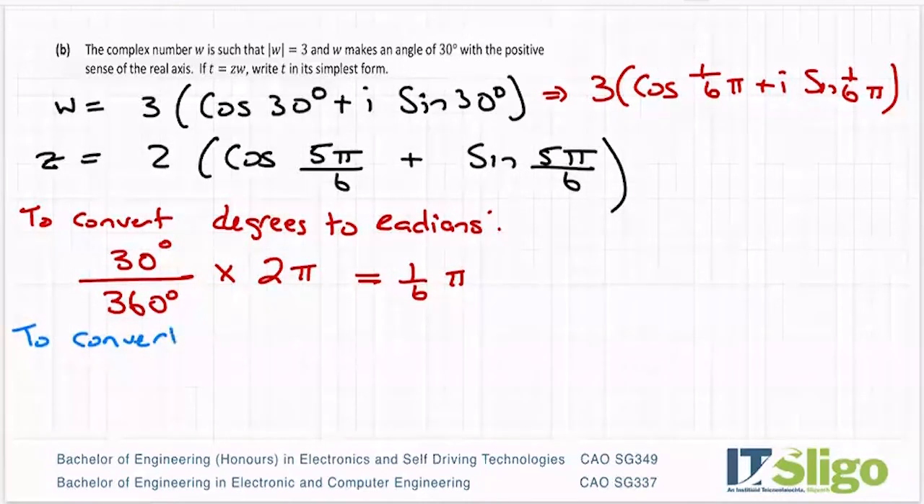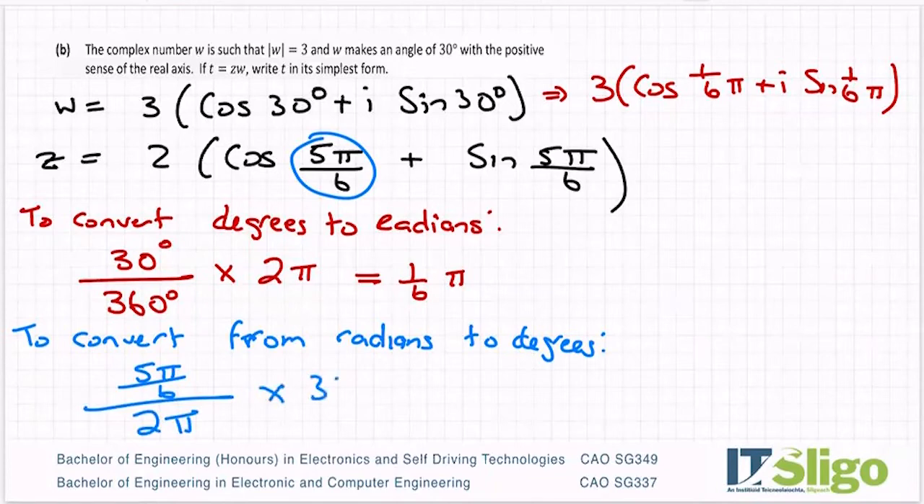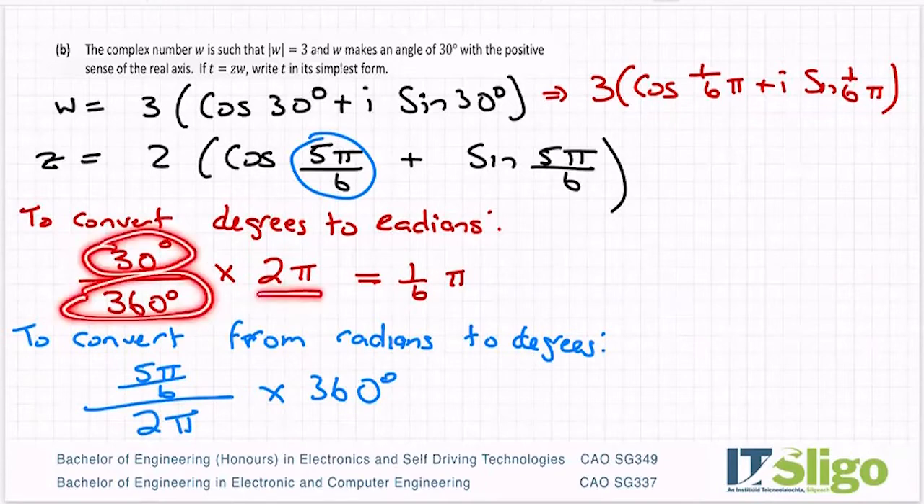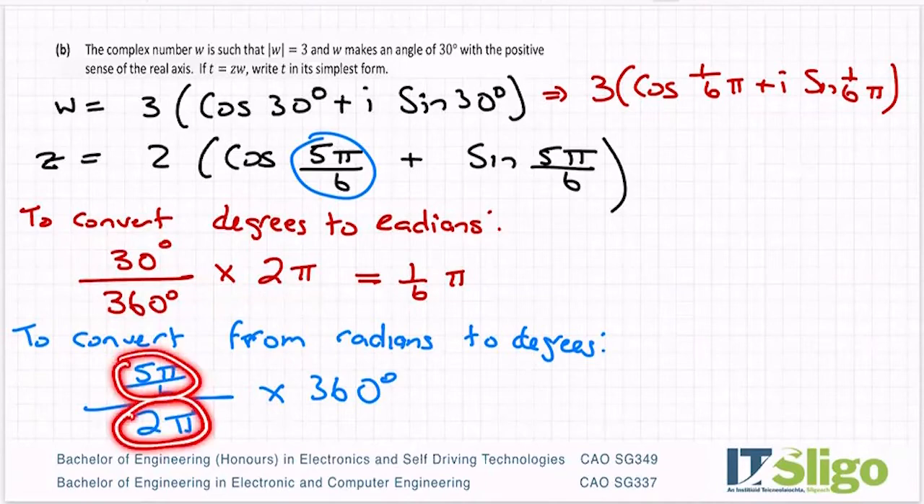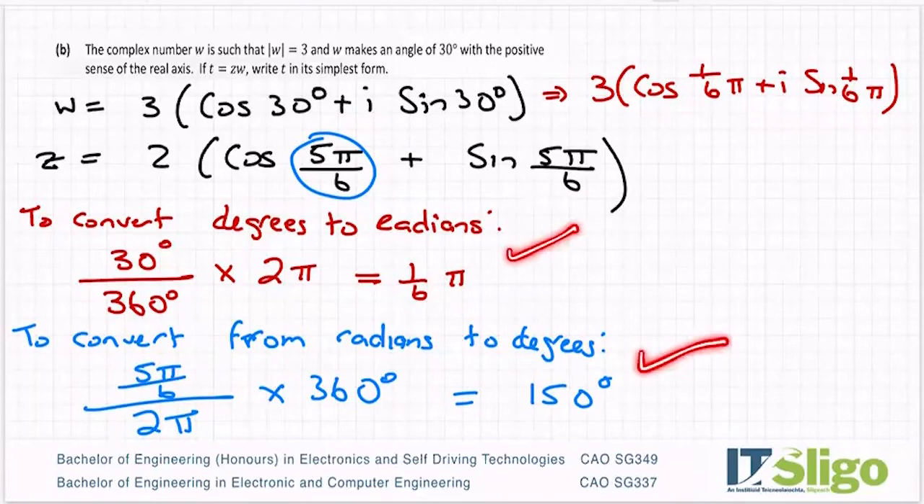So then to convert from radians to degrees, it's the same but backwards. Let's convert this one to degrees. So you'd go 5 pi over 6. What fraction of 2 pi is that? And you'd multiply it by 360 degrees. So how I remember it is, if it's in degrees, you put it over degrees and you multiply it by the other one. If it's in radians, you put it over radians, which is 2 pi, and you multiply it by the other one. Okay, and I think we've established that that is 150 degrees. So that's the second thing I wanted to show you: if you need to convert from degrees to radians or radians to degrees at any stage, this is how you do it.